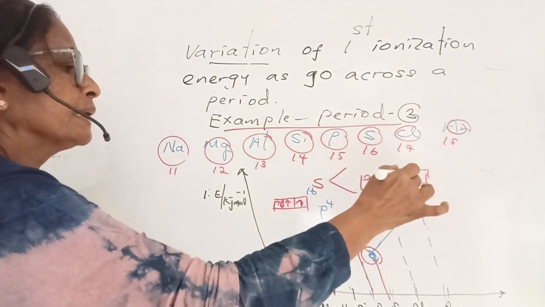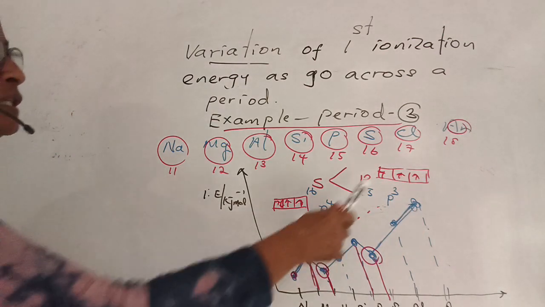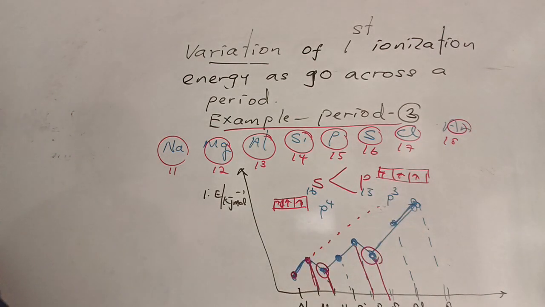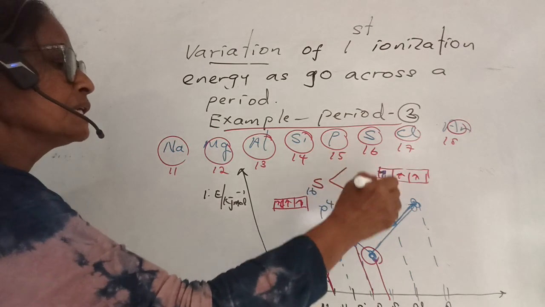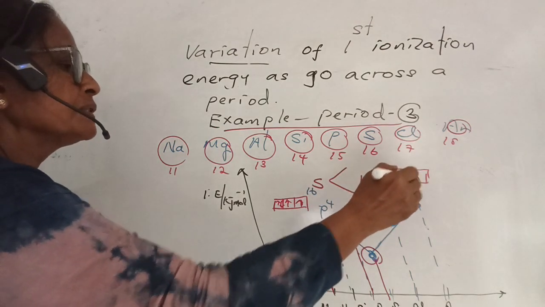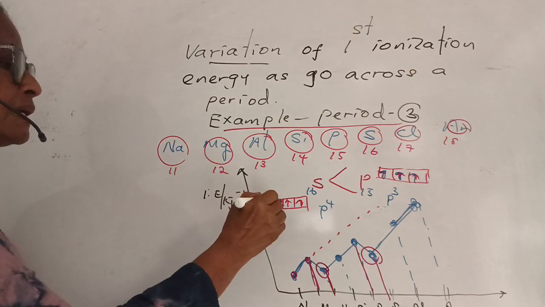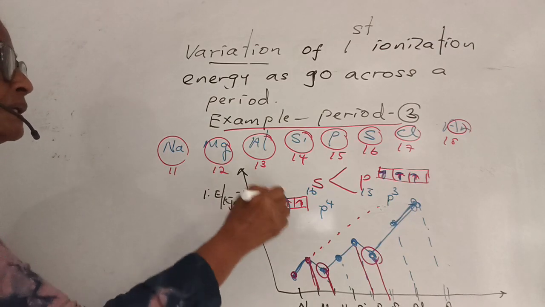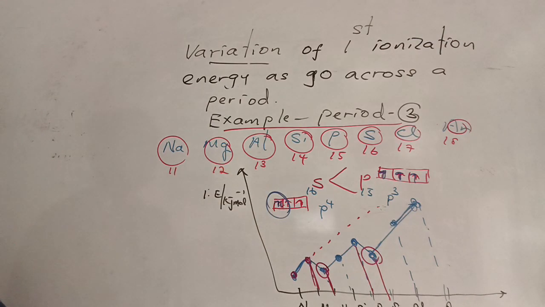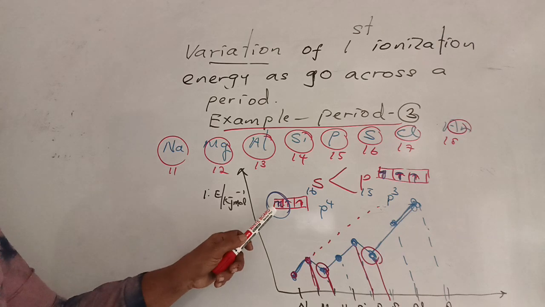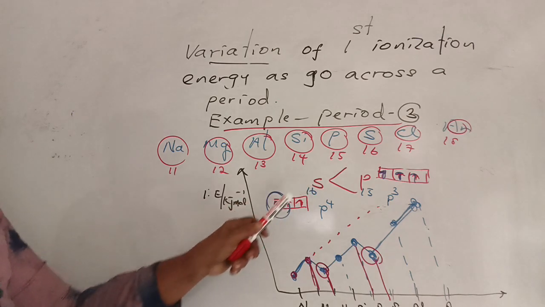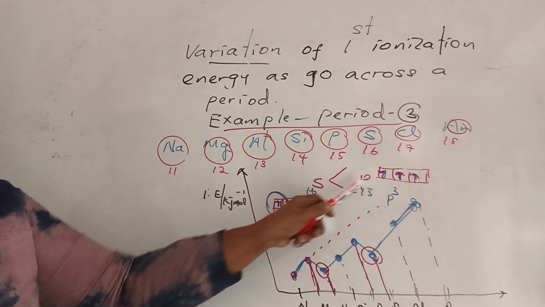Each orbital has one electron, which needs a lot of energy to remove, as the half-filled 3p3 is a kind of stable state. In sulfur the electron is paired in an orbital, so electron repulsion makes the ionization energy of sulfur slightly less than that of phosphorus.